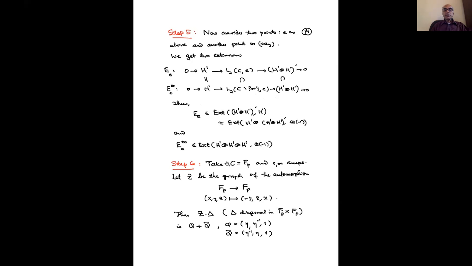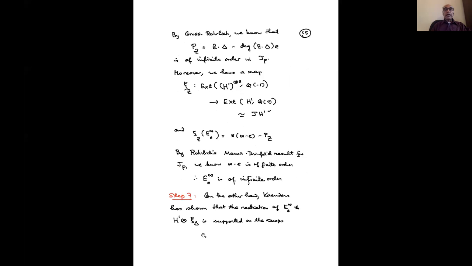Okay, now we restrict to the Fermat curve. So far we had not restricted to the Fermat curve. Now we restrict to the Fermat curve and we require E and infinity to be cusps. Now those points at infinity. Okay, so as I already told you, if I take for Z the graph of this automorphism, xyz goes to minus yzx, then its intersection with the diagonal gives you exactly these points that Gross and Rohrlich were looking at, q and q bar. So the intersection with the diagonal is q plus q bar. And so that's a certain divisor.